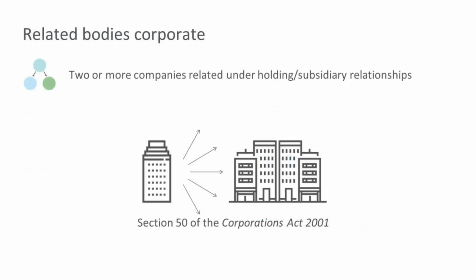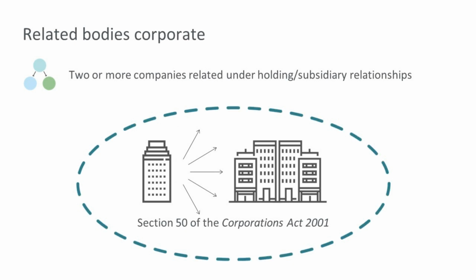First, let's look at related bodies corporate as per Section 9 of the Corporations Act, which states related body corporate in relation to a body corporate means a body corporate that is related to the first mentioned body by virtue of Section 50. If a company has a controlling interest in one or more other companies, they all form a payroll tax group. This group type includes corporations in a direct holding or subsidiary relationship, as well as corporations with a common holding company or common ultimate holding company.